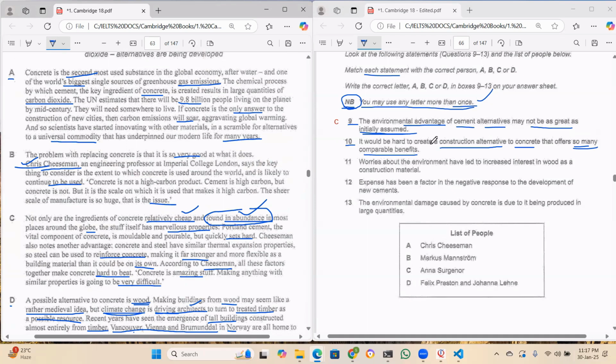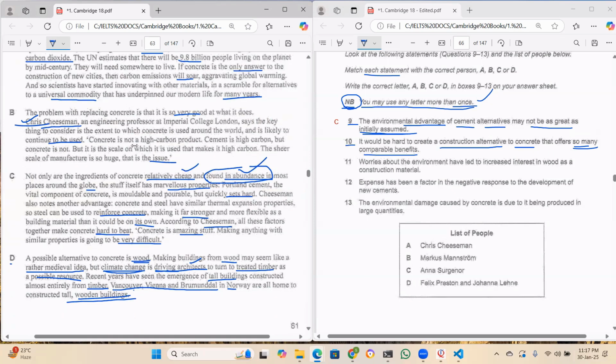It would be hard to create an alternative to concrete that offers so many benefits. Concrete is not a high carbon product, cement is, but it is the scale on which it is used that makes it high carbon. The sheer scale of manufacture is so huge, that is the issue. Next, this paragraph also he told.